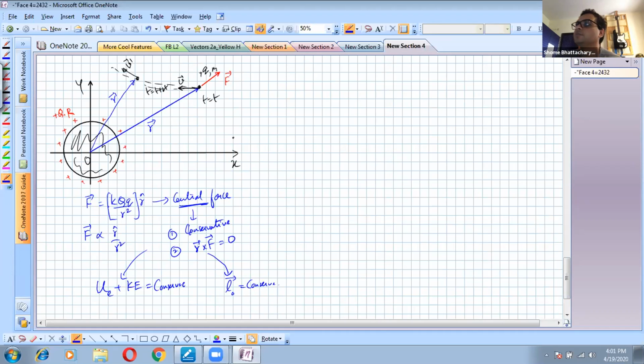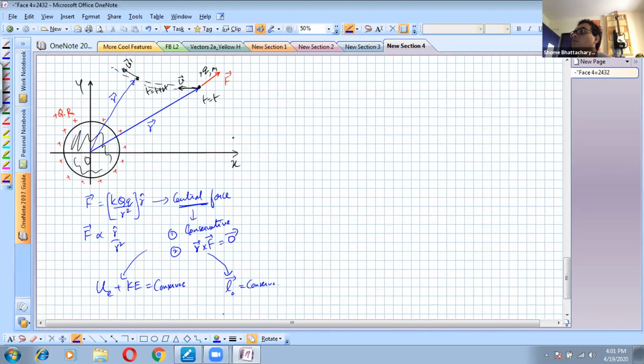So force is always proportional to r cap upon r square. That means the work done by the force is independent of path and it's a conservative force. And more importantly, it means the torque because of that force with respect to the center of the sphere, that is r cross F, is 0 on the particle. By the way, it should be a null vector over here. So the torque about the origin, which is the center of the sphere, is 0.